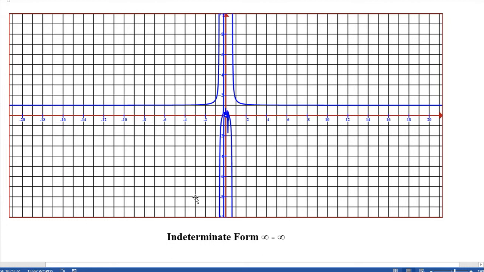Okay, in the next video, we'll look at another class of examples where it has the indeterminate form infinity minus infinity. And again, we cannot apply L'Hopital's rule, but like the form 0 times infinity, we can manipulate it oftentimes to get a form 0 over 0 or infinity over infinity where we can apply L'Hopital's rule.